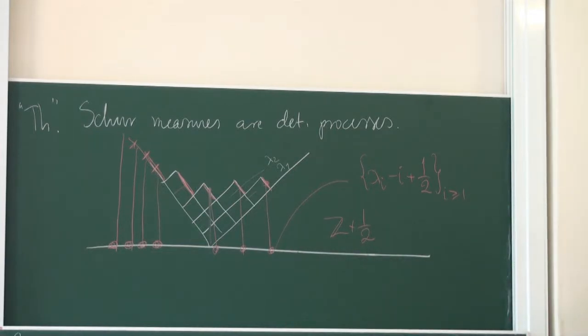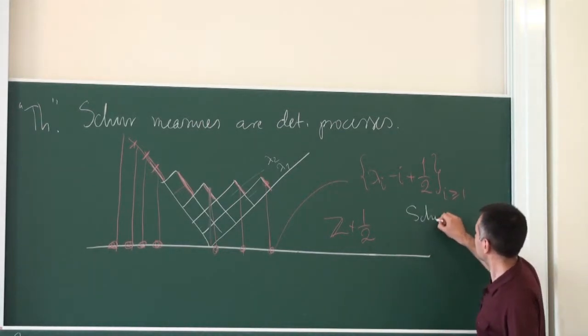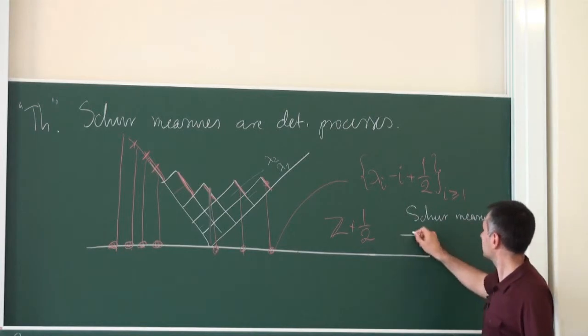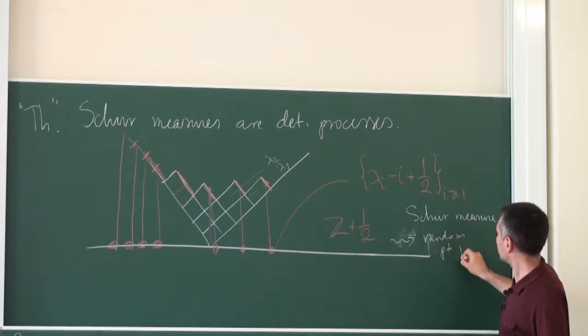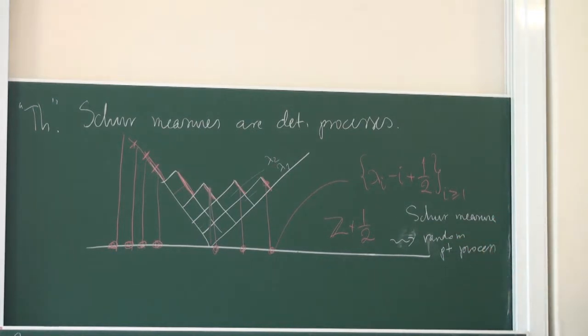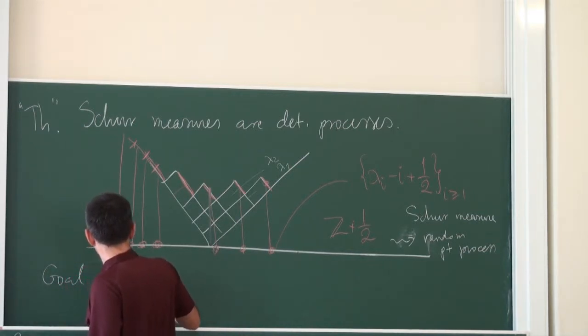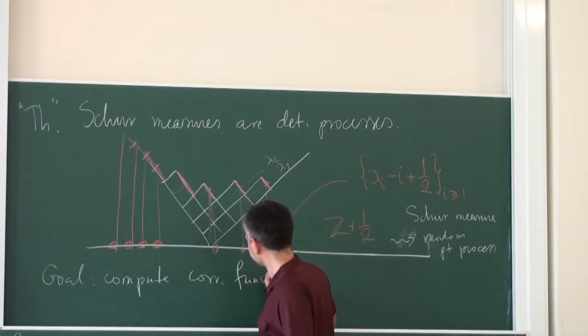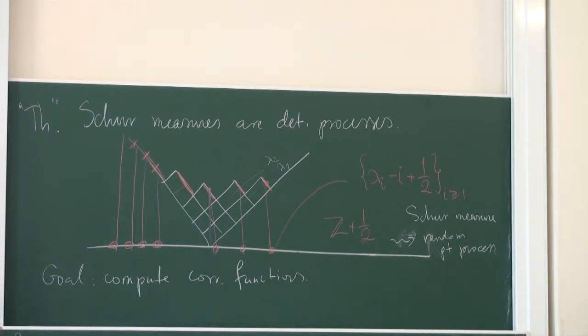Right? And so then this picture tells me that Schur measure can be treated as a random point process. I now have a measure on point configurations. Right? So the next thing I want to do, so then my goal, is to compute correlation functions. If I can compute correlation functions in such a way that I can do some limit transitions, then I'll be able to say something about my original measure.